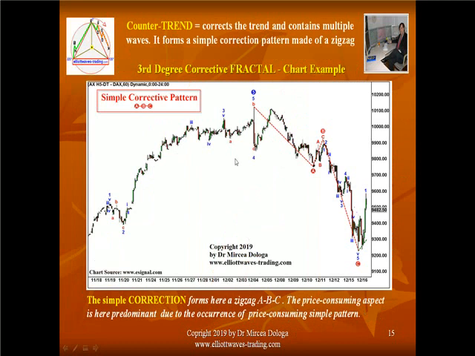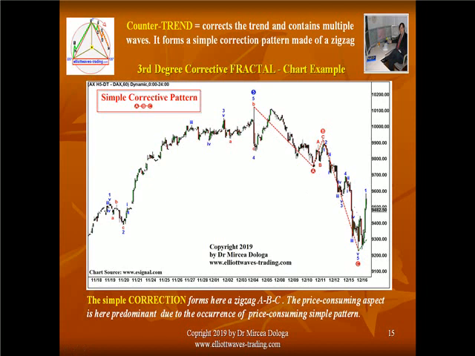Let's give some practical examples. This is an example of third-degree corrective fractals. We see it again. We have our impulsive pattern, W1, 2, 3, 4, 5, which is going to be corrected by a simple correction A, B, C. If we go on further within the waves A, B, and C, we're going to reach the third degree corrective fractal.